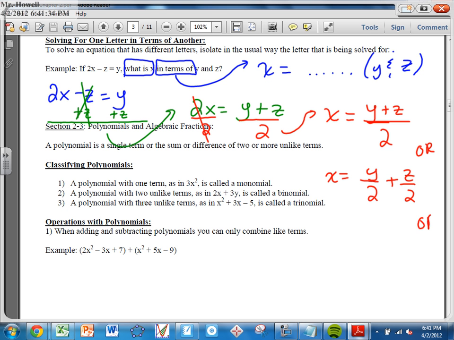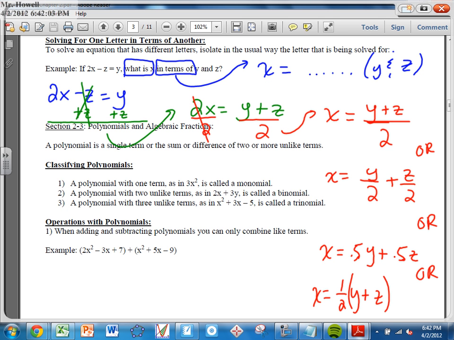Or I could write this as a decimal. I could write it as x equals 0.5y plus 0.5z, because again, dividing by 2 is the same as a 0.5 in the front. Dividing by 2 is 1/2. 0.5 is really 1/2. Or I could write this as x equals 1/2, since they're both halves there, times y plus z with parentheses around it, because it's really like I'm factoring out the 1/2.